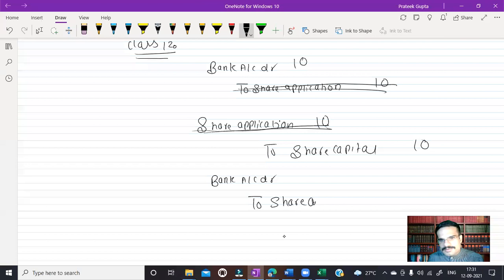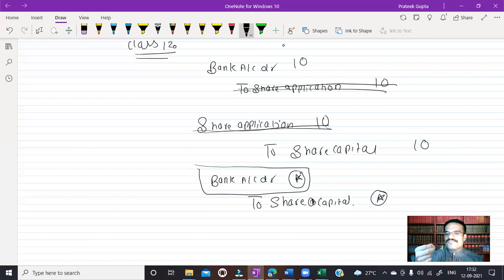It means, beta, whenever a company issues shares, the bank account will be debited. And yes, share capital will increase. But let me tell you another concept, known as bonus shares. In bonus shares, beta, the company will not ask for money from the shareholders.